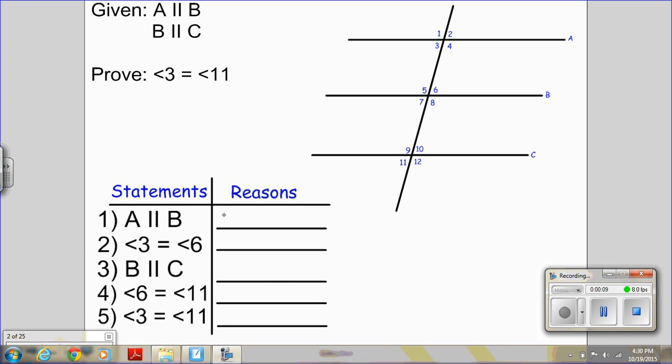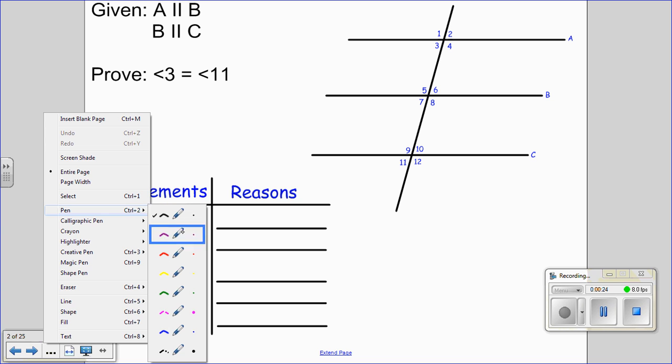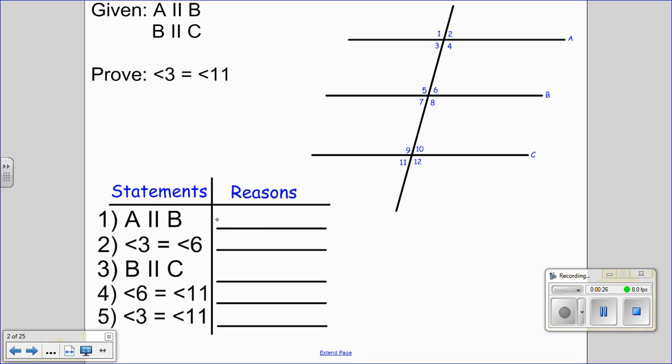On this first one, we're going to prove, given A is parallel with B and B is parallel with C, we're going to prove that angle 3 equals angle 11. The first statement in any proof is always given.